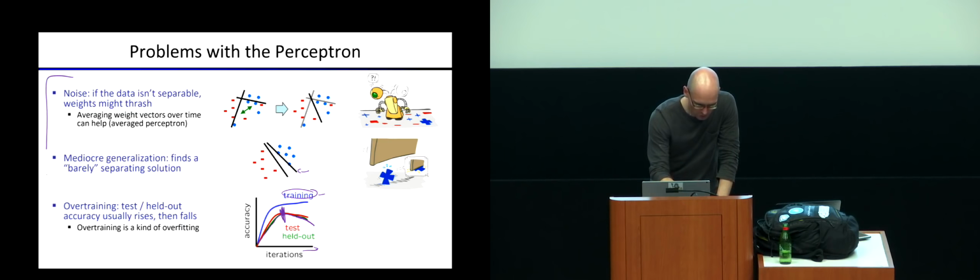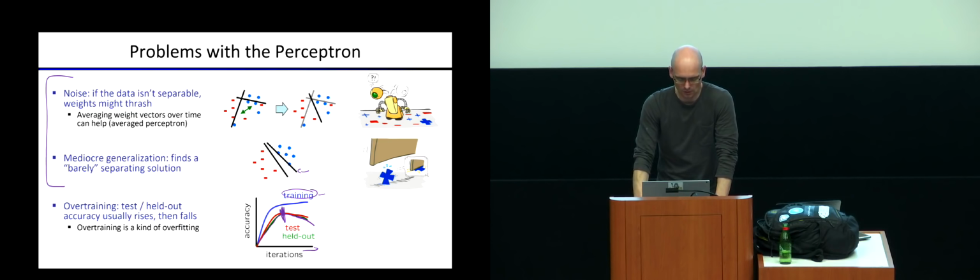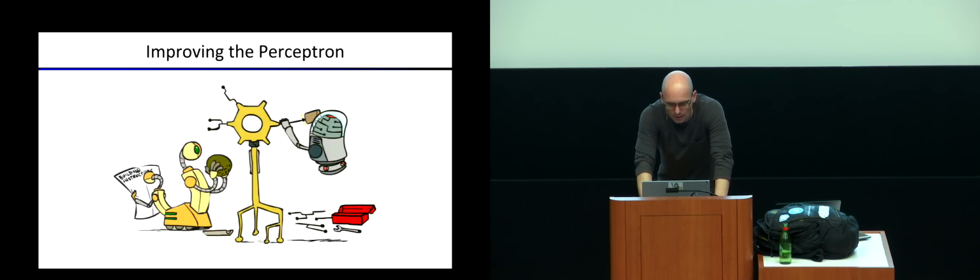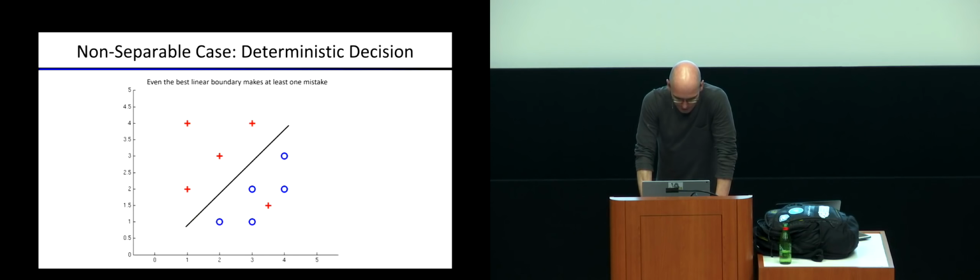How about the first two? How do we deal with those? Well, let's improve the perceptron and look at a new algorithm called logistic regression that will resolve those two issues. Let's get some intuition first.